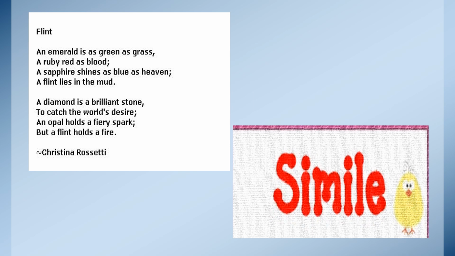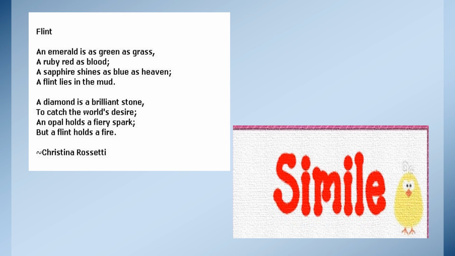Flint. An emerald is as green as grass, a ruby red as blood, a sapphire shines as blue as heaven, a flint lies in the mud. A diamond is a brilliant stone. To catch the world's desire, an opal holds a fiery spark, but a flint holds a fire.